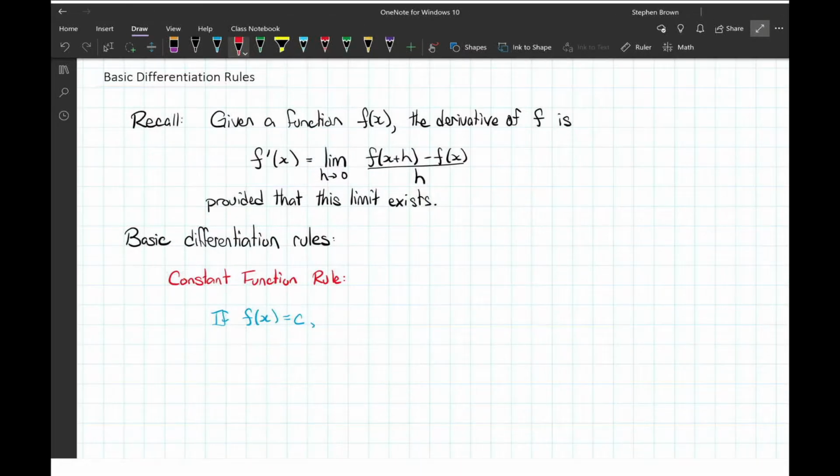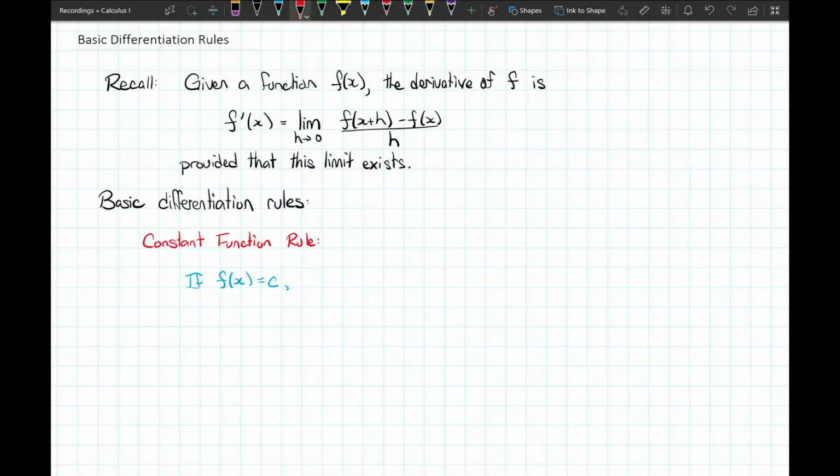Remember that the definition of the derivative is f prime of x is the limit of f of x plus h minus f of x, all over h, as h goes to 0, provided that the limit exists. And remember that some functions are not differentiable everywhere. Let's take a look at some basic differentiation rules, starting with what we call the constant function rule.